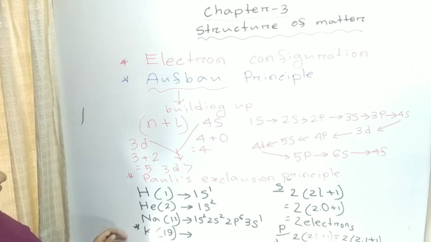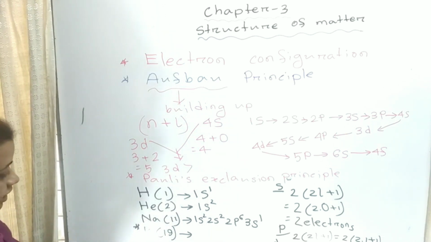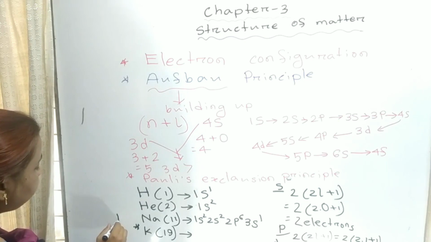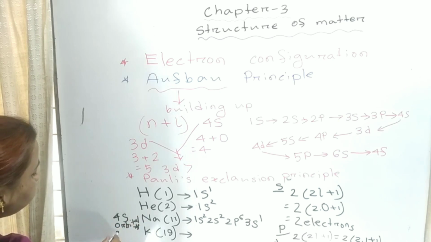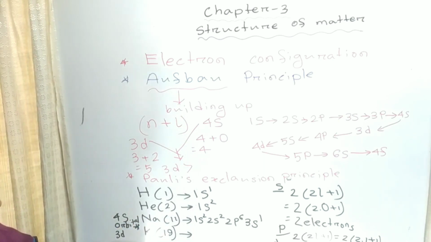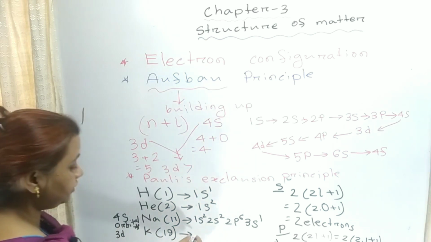Before that, you write a question: why does the last electron of potassium enter into the 4s orbital instead of the 3d orbital? That means the last electron of potassium is supposed to enter into 3d, but it is entering into 4s. How? See the electron configuration.